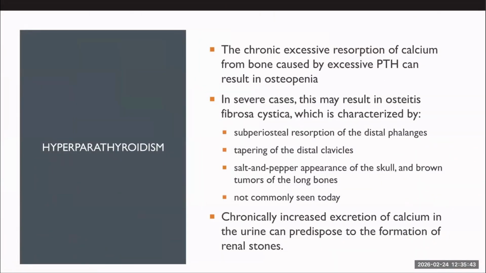So this chronic PTH is going to result in osteopenia. You're degrading the bone. You're pulling pieces of the bone away. You're demineralizing it, pulling out the calcium and the phosphate. So you start seeing some changes on X-ray. Resorption of the distal phalanges, tapering of the distal clavicles, salt and pepper appearance of the skull. And I'll show you a picture of that. Not very common today.